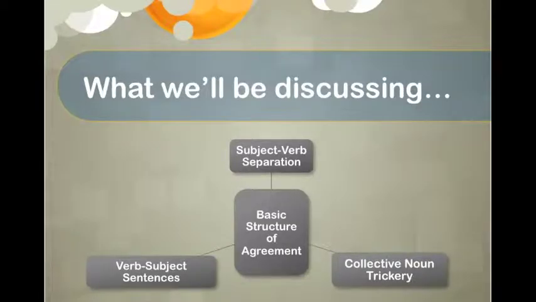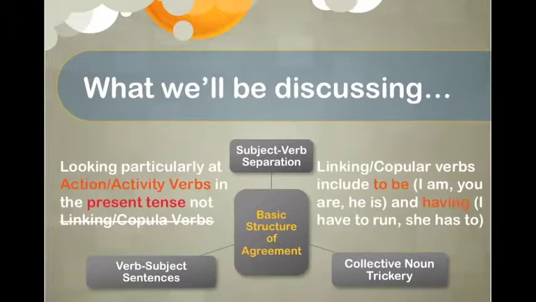What we'll be discussing, therefore, is the basic structure of agreement and looking at parts of the subject, parts of the verb, what those look like, what they'd be defined as, and perhaps how we'd use them. And again, we're not going to find specific rules, but we're going to be looking at some patterns. Therefore, there's going to be some exceptions to the patterns that we'll also look at. And 3 of those exceptions we'll look at are subject-verb separation, verb-subject sentences, and collective noun trickery.